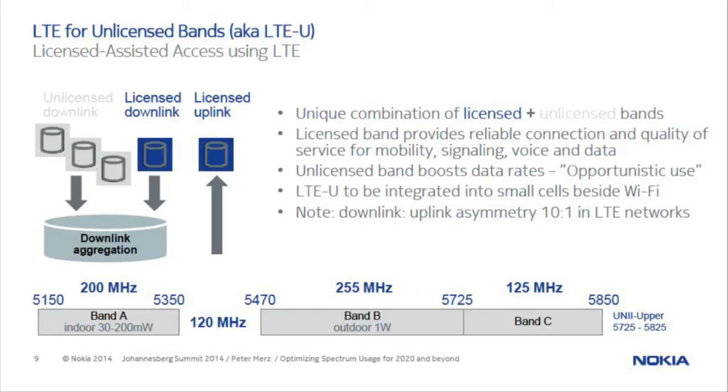What does that mean? You always have an anchor system, which is the LTE over a licensed spectrum, which provides the uplink and downlink. And then you would aggregate, in addition, the unlicensed spectrum, for example, the 5 gigahertz band. So it's a unique combination of licensed and unlicensed band. The licensed band would provide the predictable QoS for handling the mobility, the signaling, the voice, and the data. And the unlicensed band would be a supplementary downlink, or a carrier aggregation at the end, which provides this opportunistic use in order to boost the data rates.